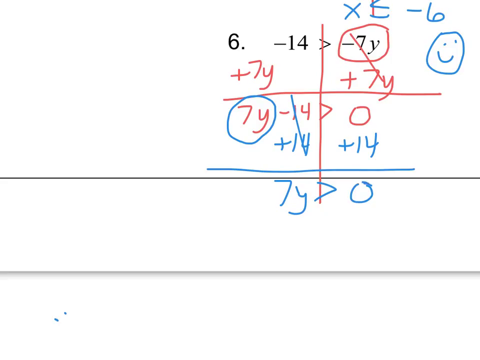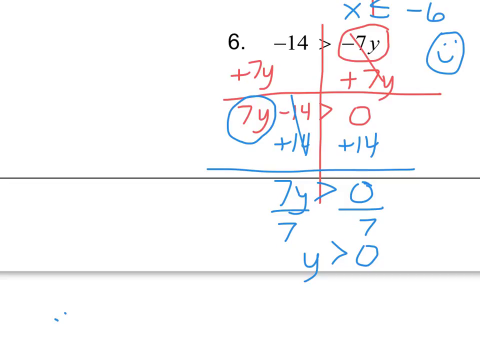Then I divide, divide, divide. So I'm going to divide by 7. And I get y is greater than 0. Now I finished my smiley face. Well, look, he's already done. So the correct answer can't hide. We've got the correct answer for it.